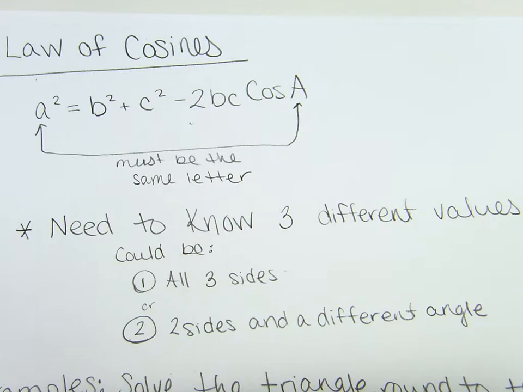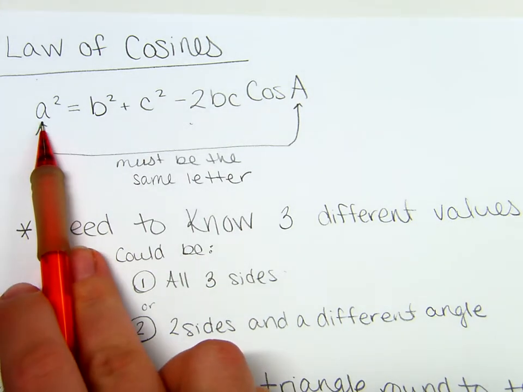Okay, this video is going to be about the law of cosines, something that you learn in the course Algebra 2 Trig, and again you talk about it in pre-calc. The formula for the law of cosines is a squared equals b squared plus c squared minus 2bc times the cosine of A.